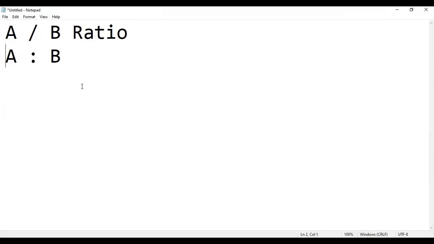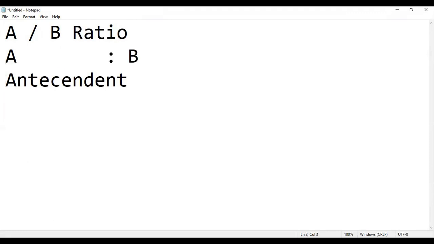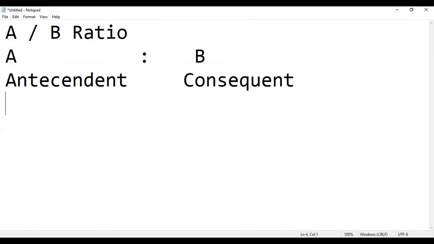Whenever two terms are there in a ratio, the first term of the ratio is called antecedent and the second term of the ratio is called consequent. So a total of two terms are in a ratio. The first term is called antecedent and the second term is called consequent. Understood all of you? Clear?